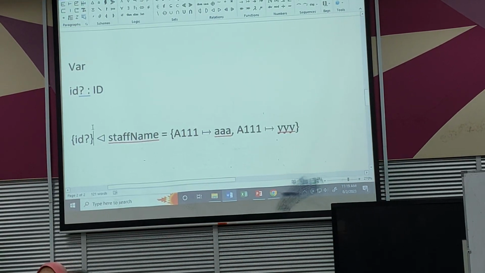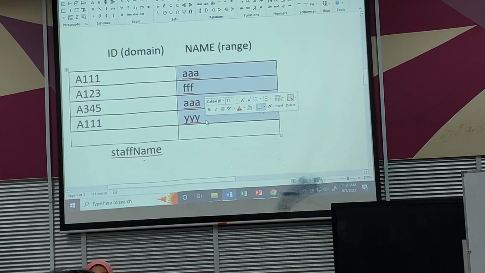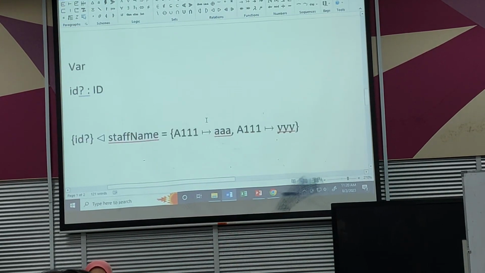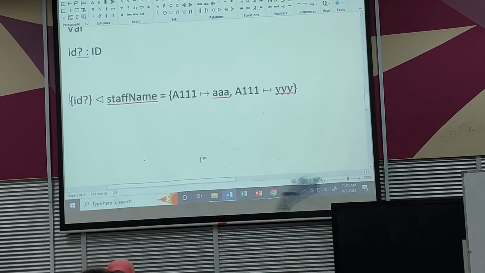I don't want the ID again, because I asked you, can you give me A111? I don't want to know the ID because I know the ID. I just want to know the name. So the name here is range. Right? It's range. So rather than I go for this one, then I add another one in front here. Okay? So this I copy, easier.